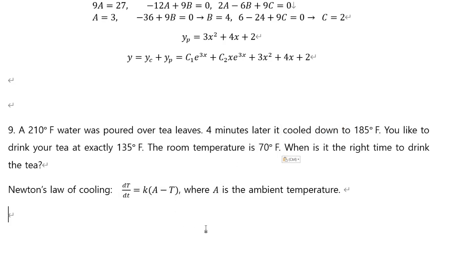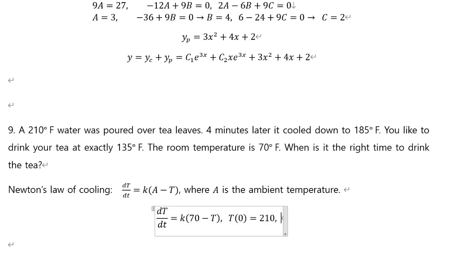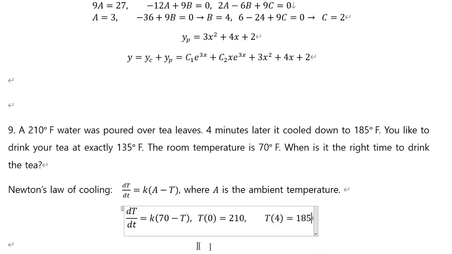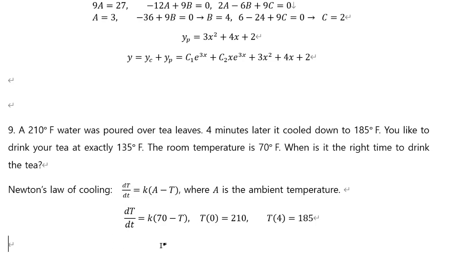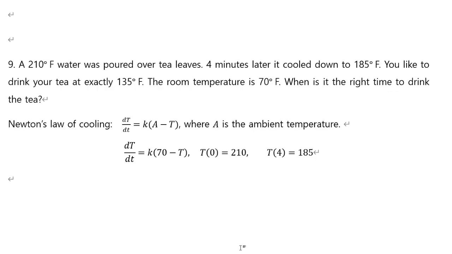Okay, so here are some of the things that we know. In our specific context, dT would equal to k times 70 minus T, and also the initial temperature was 210 degrees. And also T of 4 is equal to 185. And with this information, you have to figure out what time it reaches 135. Okay, so let's see.